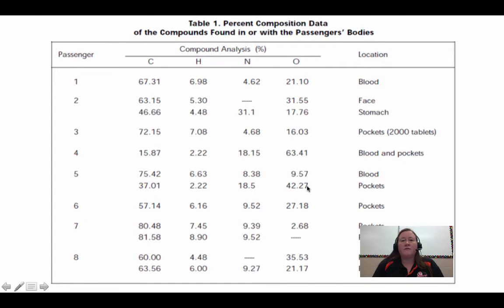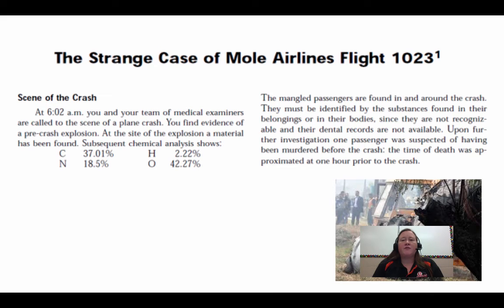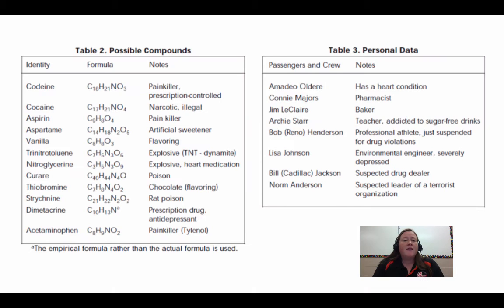There's a clue. Now I want to remind you, the mangled passengers are found in and around the crash. They're unidentifiable. Upon further investigation, one passenger was suspected of having been murdered before the crash. The time of death was approximated at 1 hour. Who was killed and who killed that person? And speculate why. Let's look at the people again.